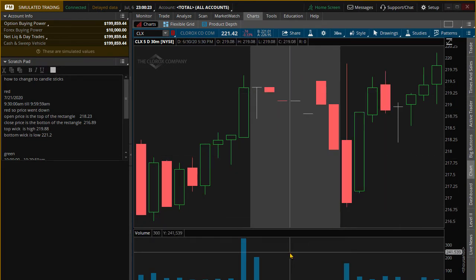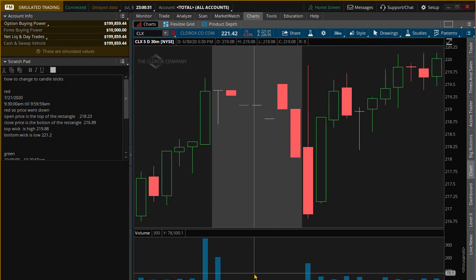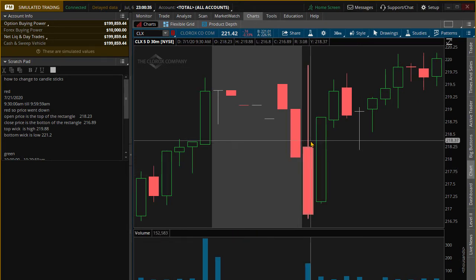The chart we're looking at right now is a chart of Clorox. It's a 5-day, 30-minute chart, and the part we're going to be focusing on is the first two candlesticks. You can see the date right here, July 1st, 2020, 9:30 a.m. That's what this candlestick is. So let's get into it. For the first candlestick, we're going to talk about the red ones. So this candlestick here, it's red.